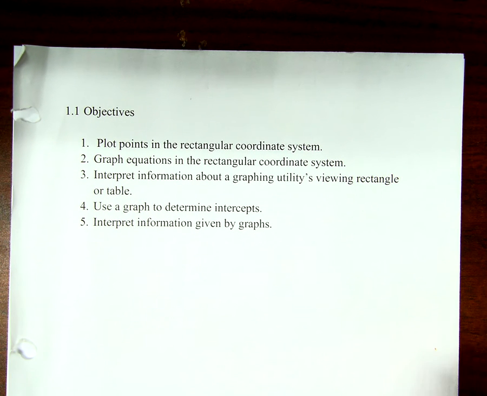Today we start section 1.1, chapter 1, section 1. These are our objectives for the day, okay? Number 1, plot points in the rectangular coordinate system. Number 2, graph equations in the rectangular coordinate system. Number 3, interpret information about a graphing utility's viewing rectangle or table. Number 4, use a graph to determine intercepts. And number 5, interpret information given by graphs.